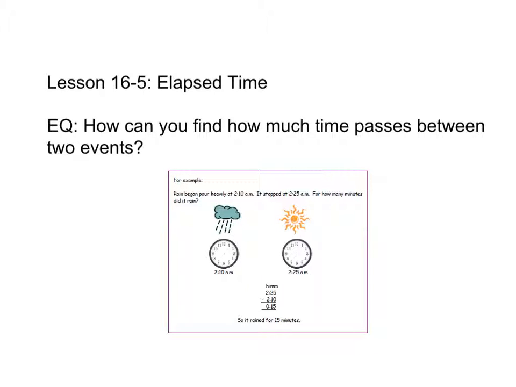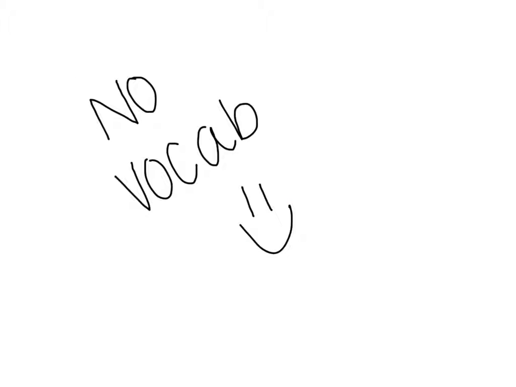This is lesson 16-5, elapsed time. Our essential question: how can you find how much time passes between two events? There's no vocab for this lesson.